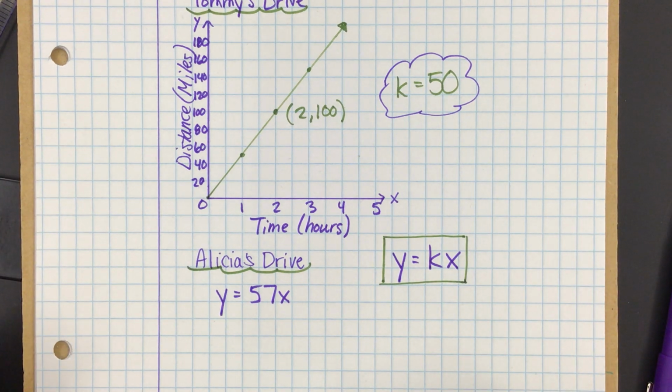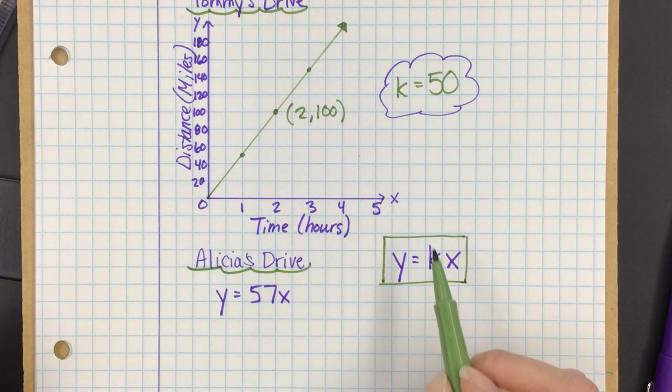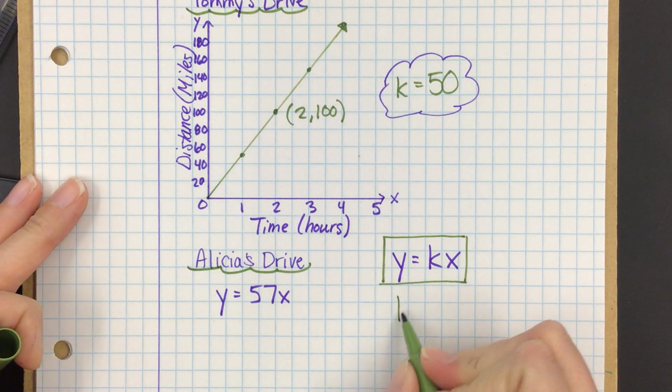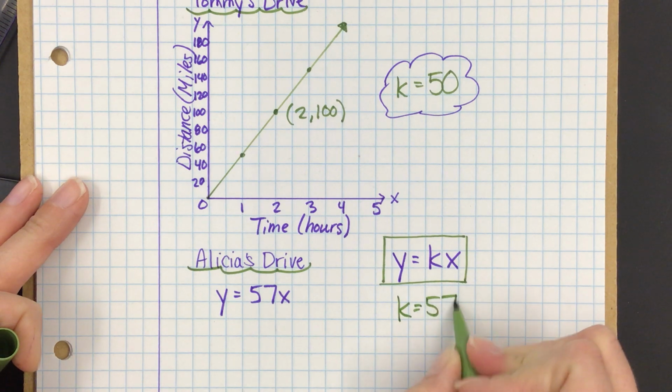Okay, so in this case, whatever is being multiplied by your x, your k here, is going to be your constant of proportionality. I feel like this is the easiest form. It's super easy to see what the constant of proportionality is. So what is it, my friends? 57. Okay, so for Alicia, k is equal to 57.